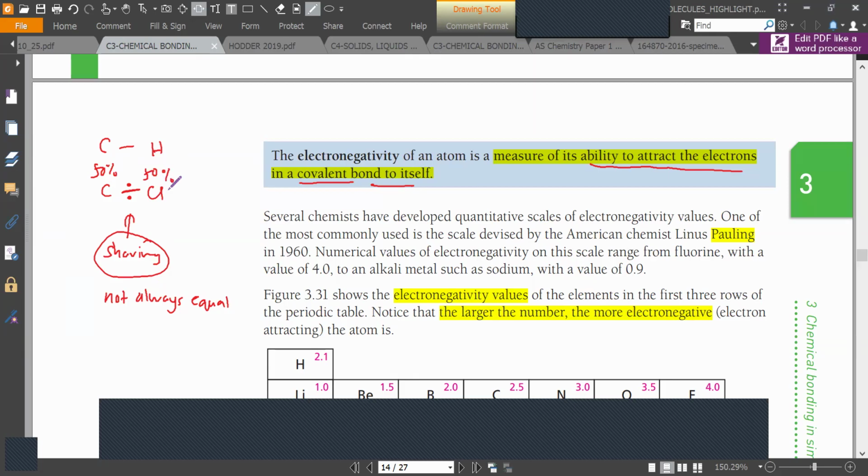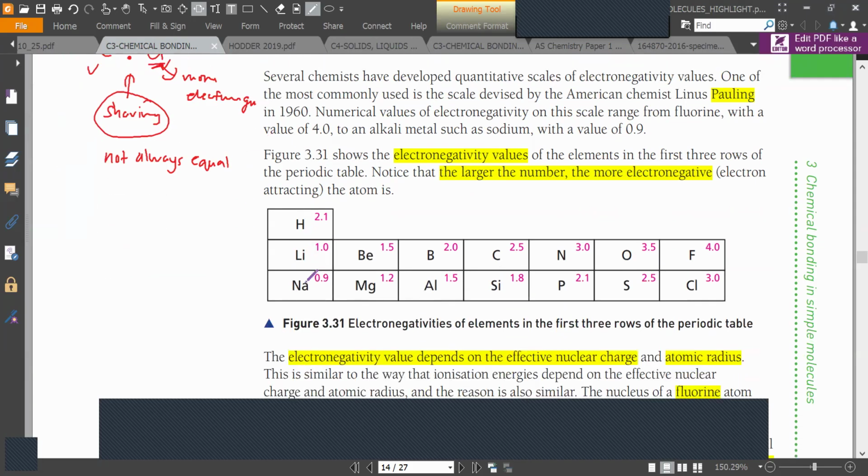Why? Because some atoms have a stronger pull on the electrons. How do we work out, for example, carbon and chlorine, which one is more electronegative, which one will take up more electron? In this case, it will be chlorine. For example, chlorine may take 70% and carbon 30%. So we are saying that chlorine is more electronegative. Later we will discuss why chlorine is more electronegative.